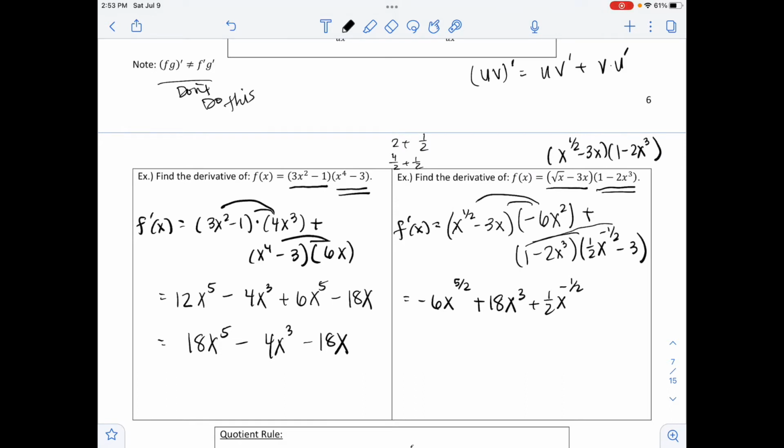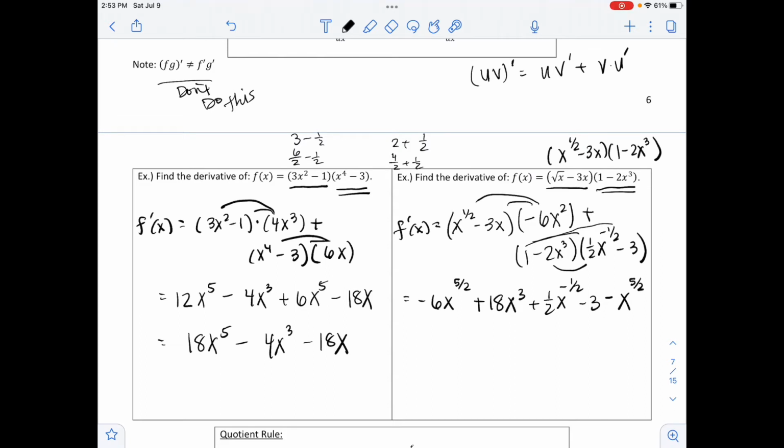And then 1 times negative 3 is just negative 3. And then we have negative 2x to the third times 1/2 x to the negative 1/2, which would be negative x to the, and again, combining these exponents, we are going to have 3 minus 1/2. So same as 6 over 2 minus 1/2, gain that common denominator, which is also going to be 5 over 2.